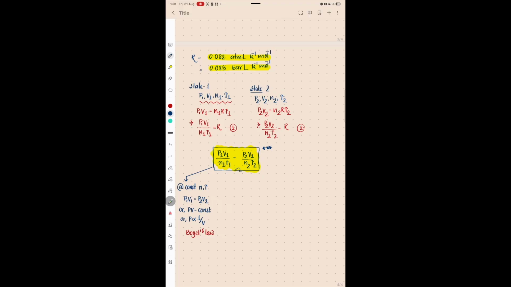Okay, now let's say at constant moles and pressure. What will be constant mole and pressure? So it will be V1 by T1 is equal to V2 by T2, or what I can say is that V by T is equal to constant, right? Or V proportional to T, right? So what is this? This is called Charles law.